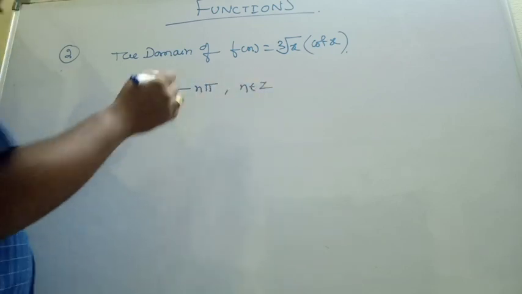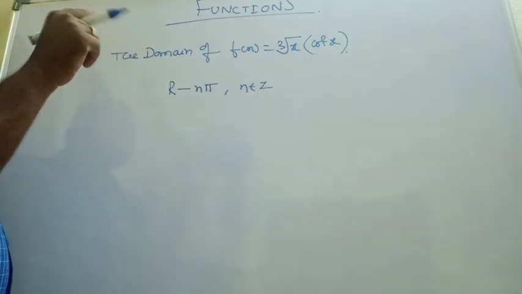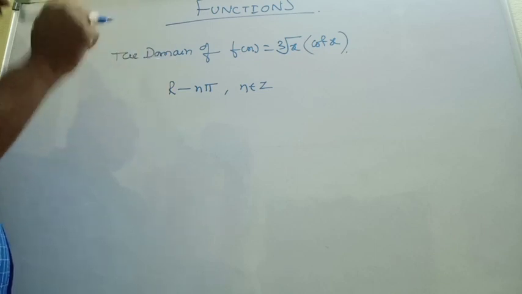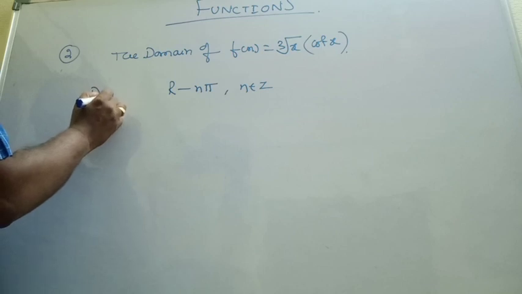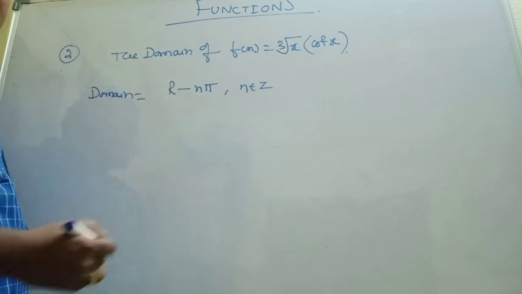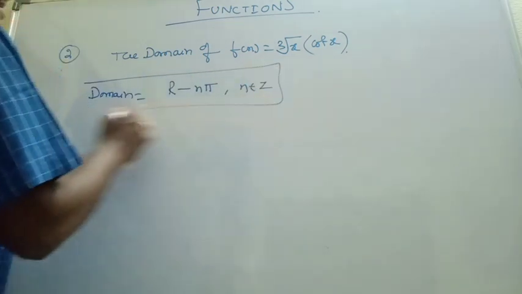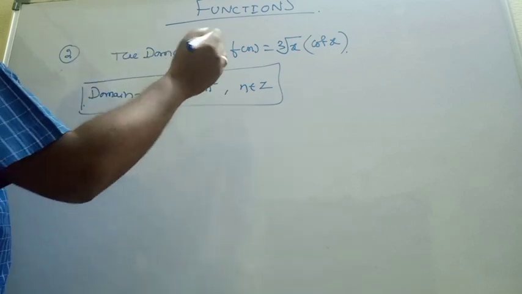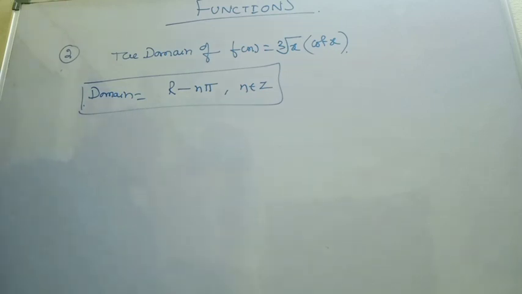We know that because cot x is not defined where, since cot x becomes cos x by sin x, sin is 0 at 0, pi, 2 pi, 3 pi, 4 pi. At those values it is not defined. That's why the domain of this is nothing but R minus n pi, where n belongs to Z. This is the domain of f of x equal to cube root of x into cot x, right?